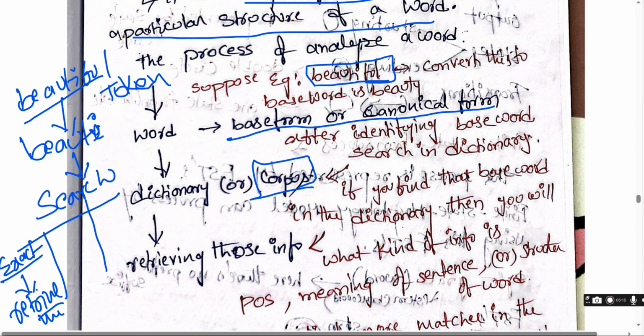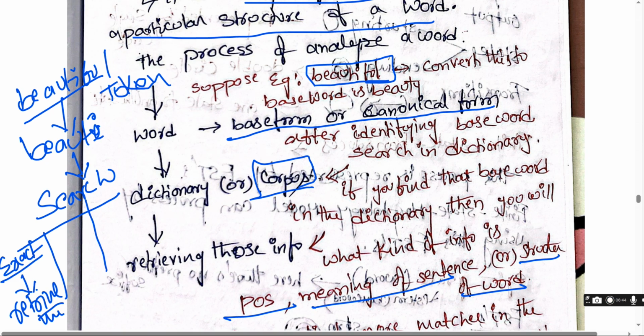So what kind of information will you retrieve here? Like parts of speech, or meaning of the sentence, or structure of the word. If you find an exact match of the word in the dictionary, just retrieve that information: the parts of speech, meaning of the sentence, or structure of the word.